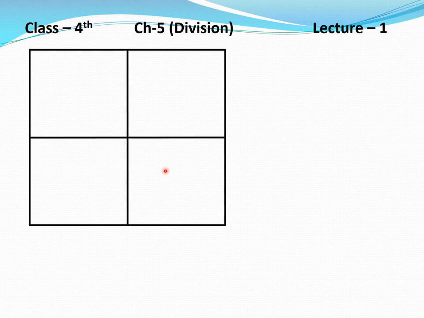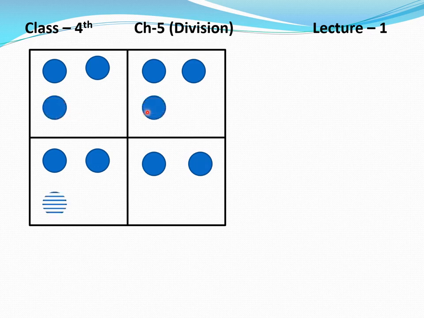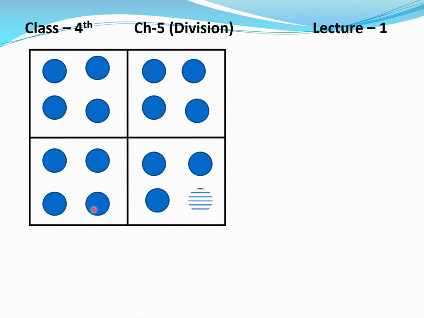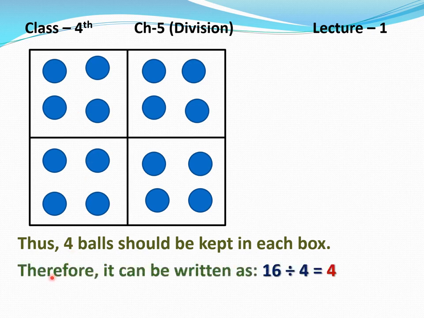Okay. So we will put the balls one by one. 1, 2, 3, 4, 5, 6, 7, 8, 9, 10, 11, 12, 13, 14, 15, 16. Okay. Thus, 4 balls should be kept in each box. In each box there are 4 balls. Okay. So write down. Therefore, it can be written as 16 divided by 4 equals 4.